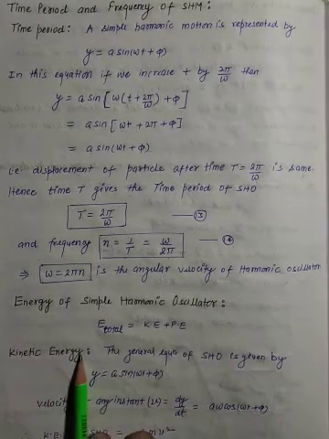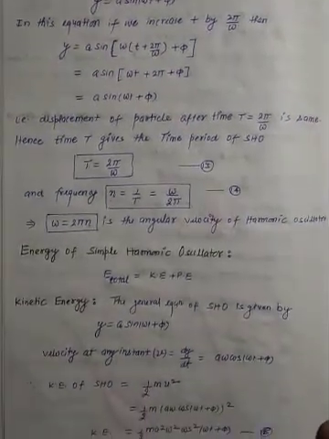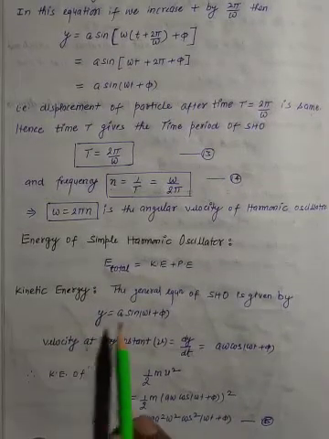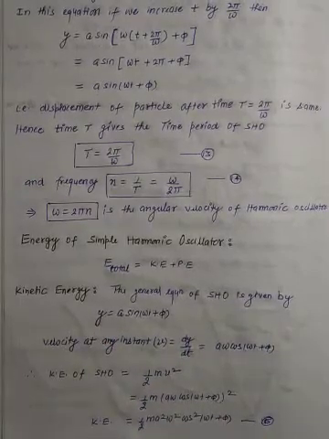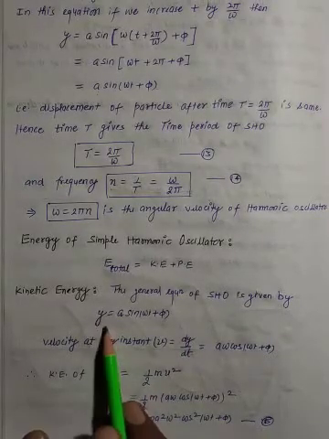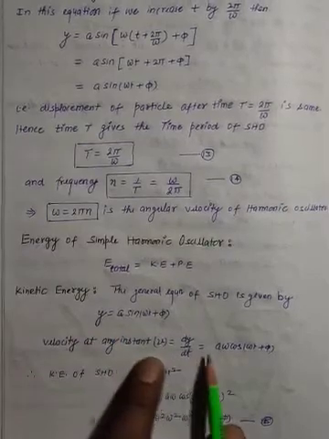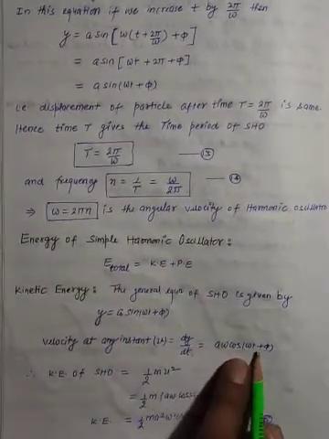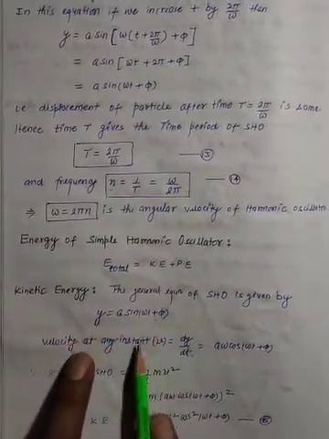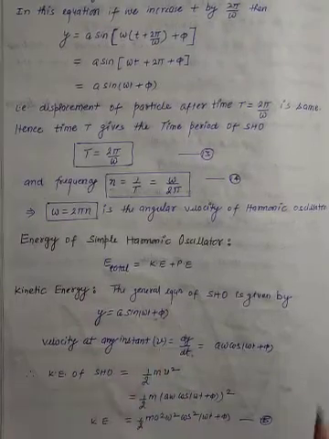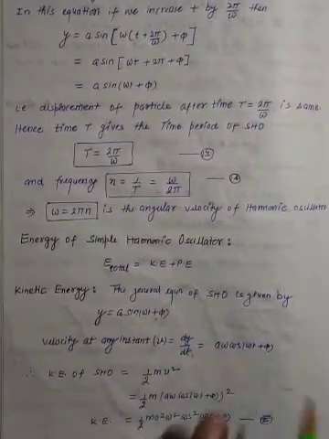And what is kinetic energy? We know that the general expression for SHO is given by this equation: y equals a sin(ωt + φ), this is the displacement shown by the SHO. The velocity at any instant is the time derivative of displacement. So d/dt of this equation gives you the velocity of that harmonic oscillator. So dy/dt equals aω cos(ωt + φ).